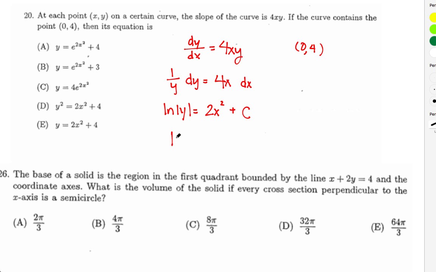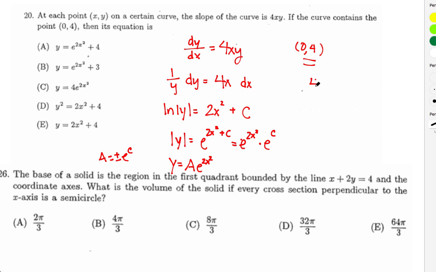And so I'm going to get the absolute value of y equals e to the 2x squared plus c, which is e to the 2x squared times e to the c. So I can say that y equals a e to the 2x squared. You don't need to write this, but remember a is equal to plus or minus e to the c in this case. And then we need to use our point.